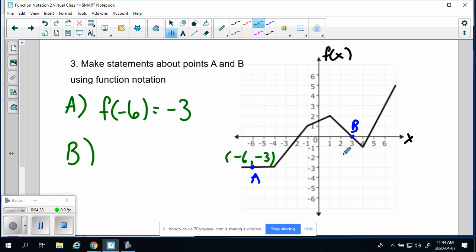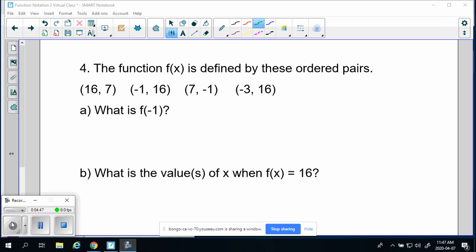So for B, we have a point at 3, 0. So you would just write that f of 3 is equal to 0. It's just function notation. That's what they're looking for.